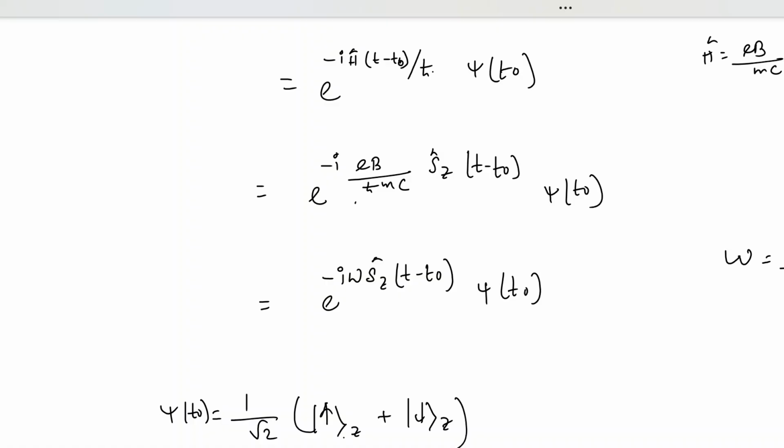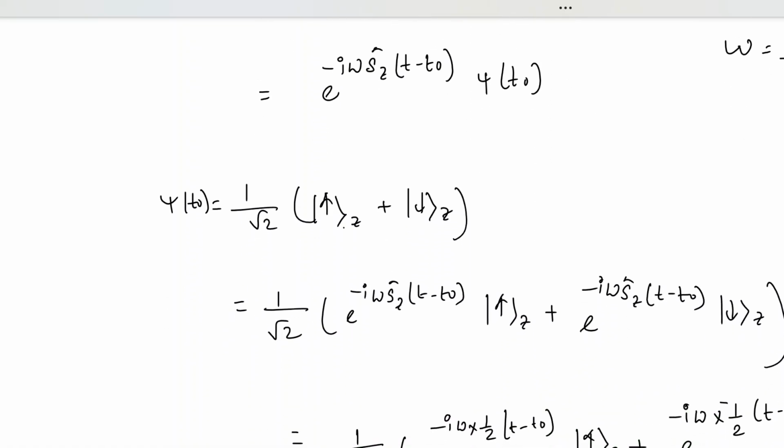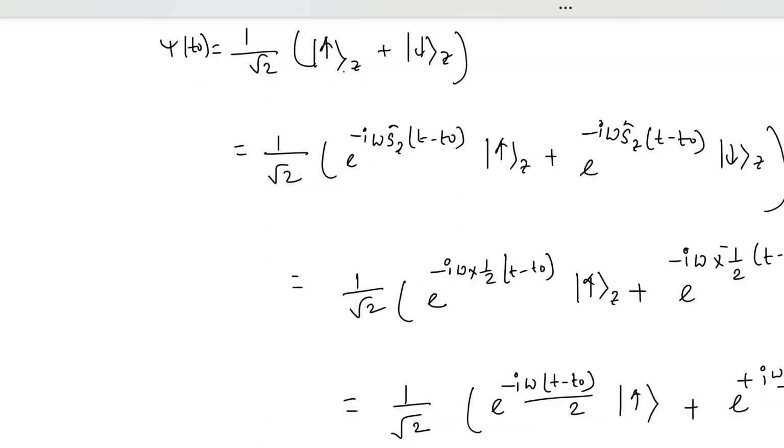This is Az operator giving minus half because you have down state, so this is t minus t naught down z. So this is 1 by root over 2 e to the power of minus I omega t minus t naught by 2 up state plus e to the power of plus I omega t minus t naught by 2 down state. So here you can redefine your omega by 2 as omega, because this is just a constant term, you can redefine any term. So you redefine like that.